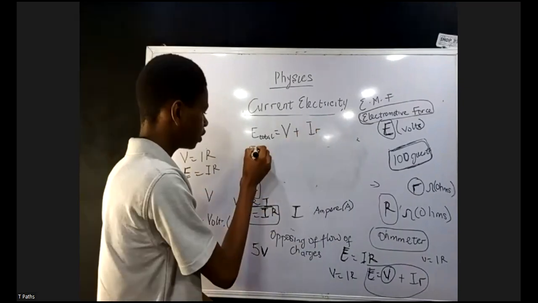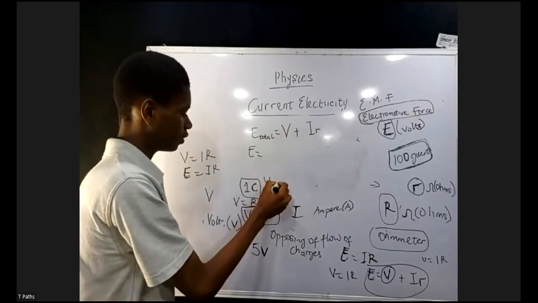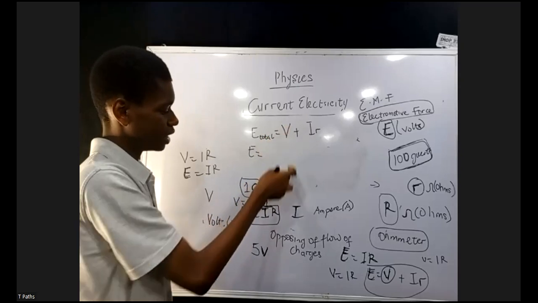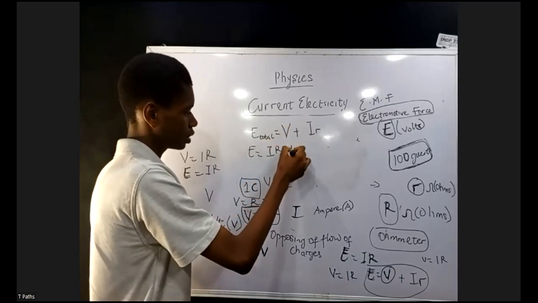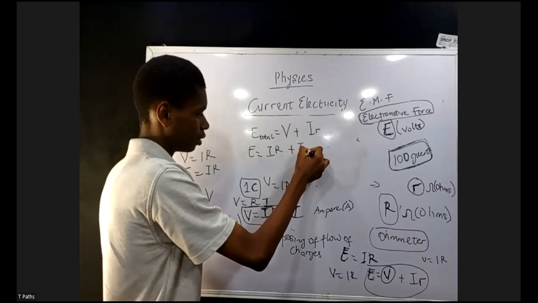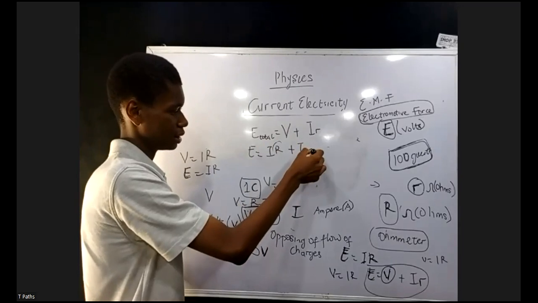So I have EMF total. Now don't forget I said V is equal to IR. That's V equals IR. So instead of writing this V, I can replace it with IR. So I can say IR plus Ir. Now this is small letter r. This is external resistance and this is internal resistance.